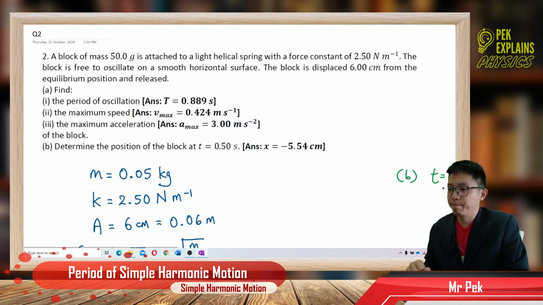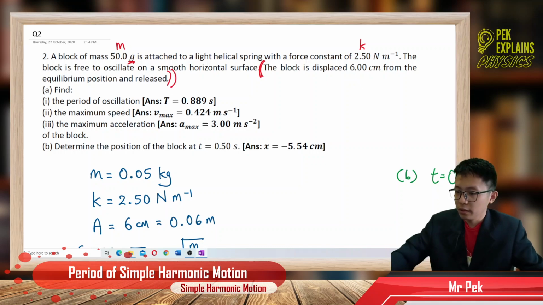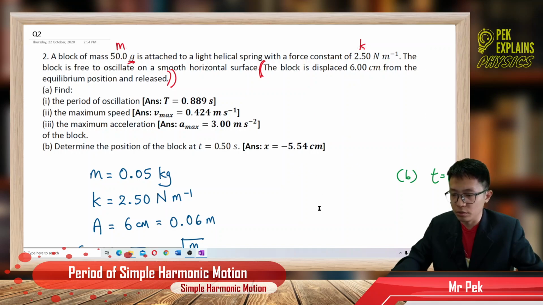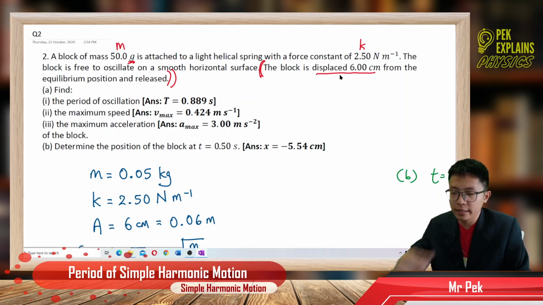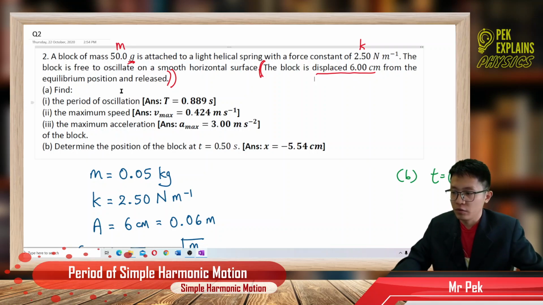Okay, good. The things we have here is mass. Take note, it's in gram, not SI unit, so we need to change to kilogram. In fact, I changed already. We have mass, we have the force constant, this is the K, free to oscillate, and then this sentence is very important. The system seems to start from the amplitude. The word displaced here, he said displaced 6 cm from the equilibrium position and release.